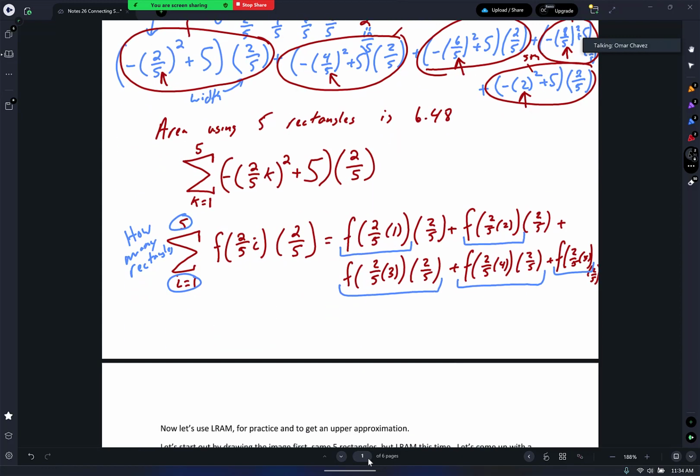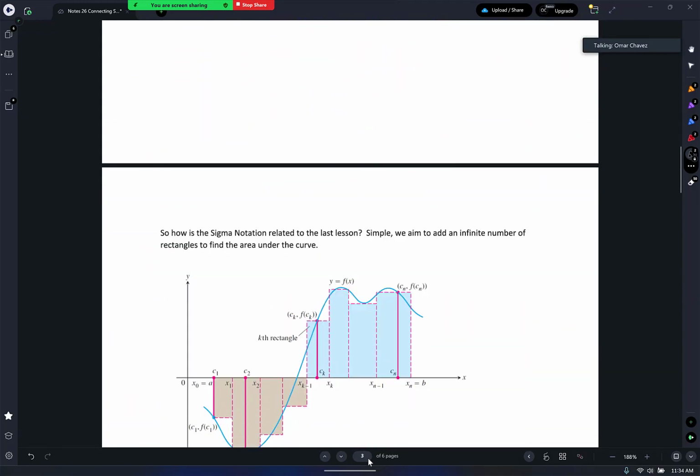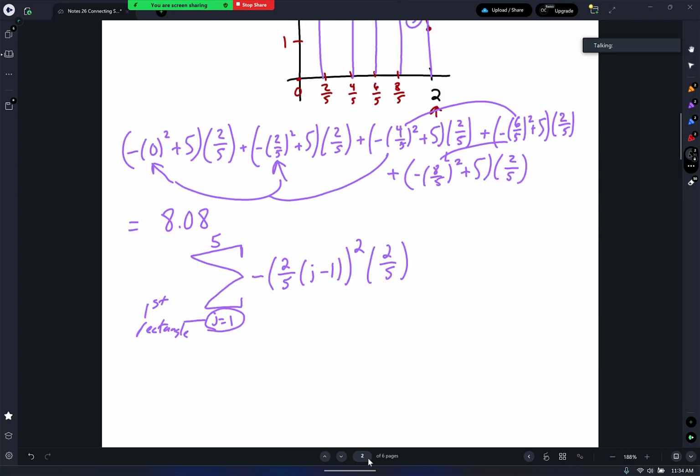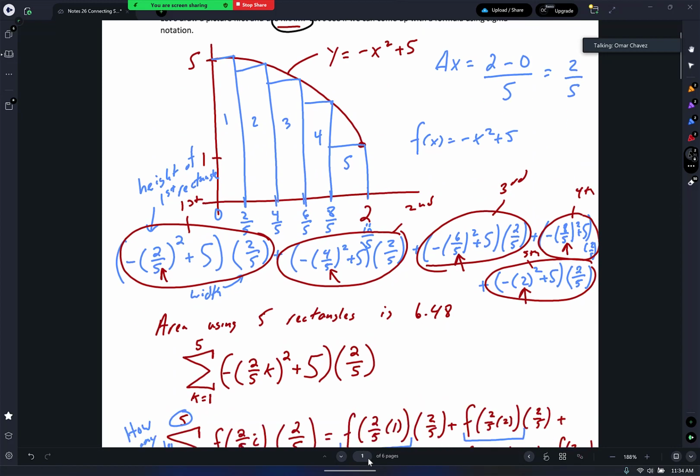So now you're going to see that we're going to start using limit notation. We're going to make n approach infinity. We're going to put the top number and change it to an n. So as a matter of fact, let's go back to this first one here.